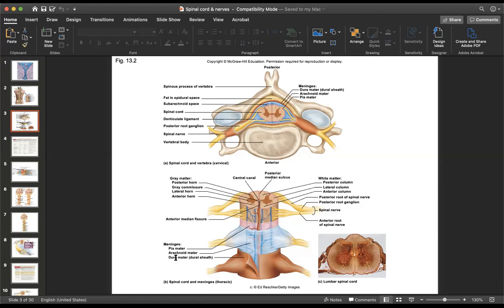And then your meninges: your pia mater is more attached to the surface. The arachnoid mater houses the cerebrospinal fluid, and then the more thickened dura mater is superficial to that.